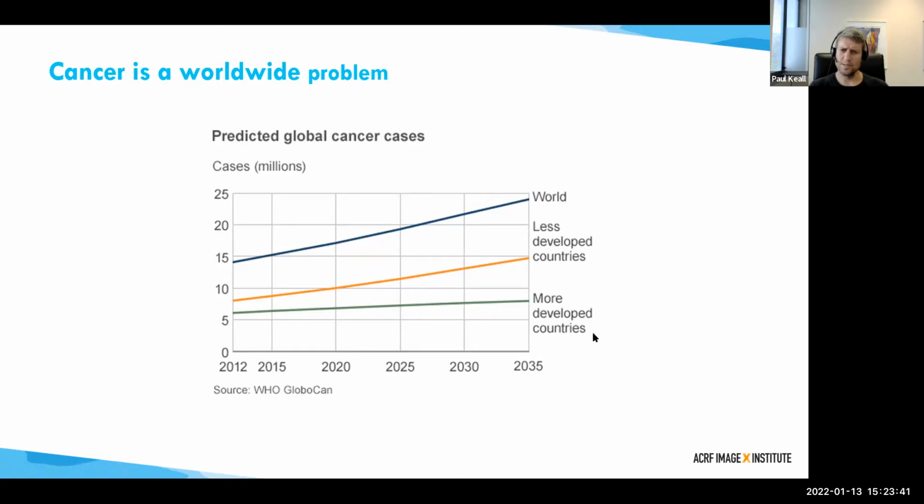The more rapid increase in the less developed countries is a really strong driver for radiation therapy being quite a cost-effective treatment for cancer, though we would still like to make it more cost effective and be able to deploy it more broadly as well.